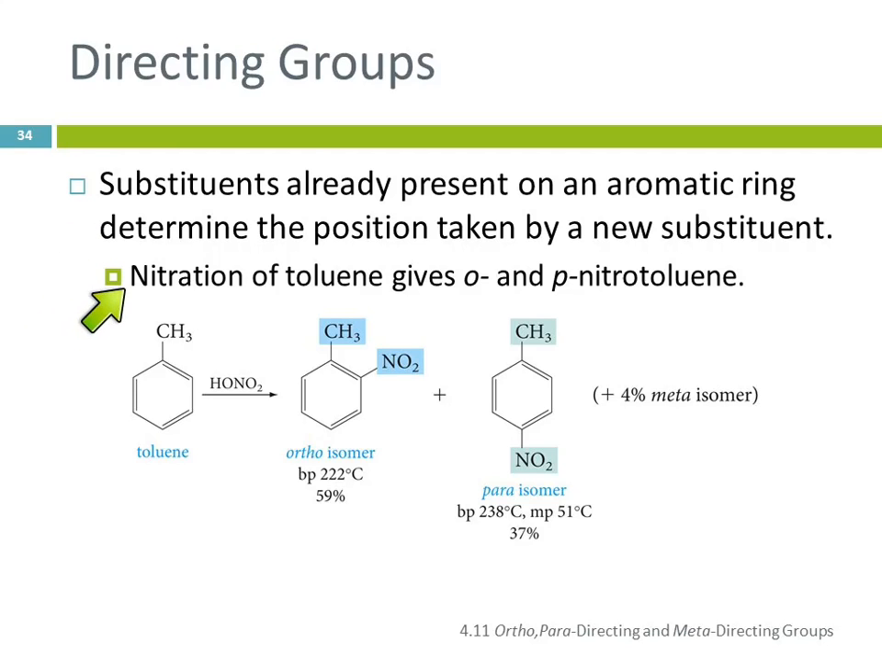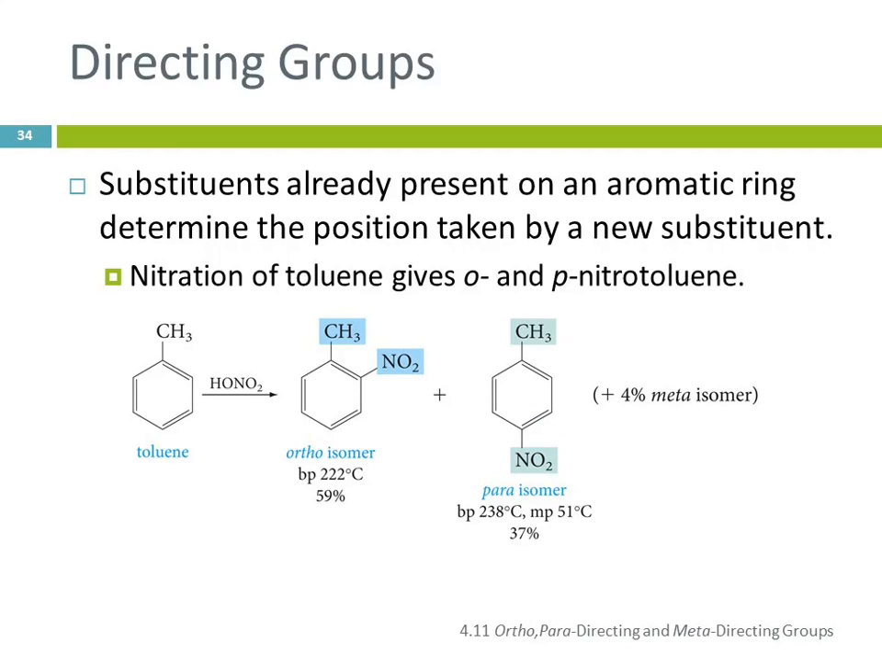So what we find if we nitrate toluene, if we're adding nitrate to toluene, we find that 59% of it will be the ortho isomer, so in this 2 position, 37% of it will be the para isomer, and only 4% will be the meta isomer. And so it seems that having this methyl group here causes the nitro group to be added preferentially to either the ortho or the para position, and there's almost none of the meta that occurs.